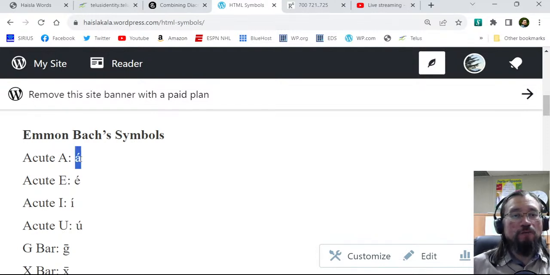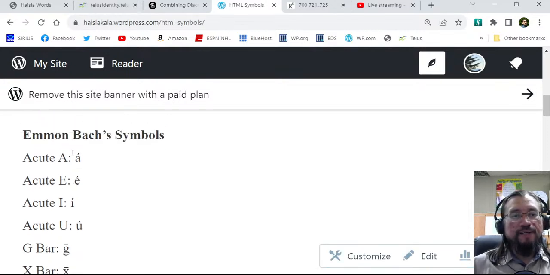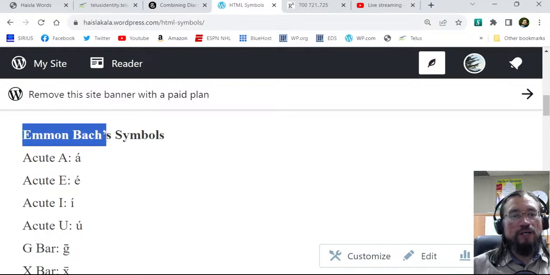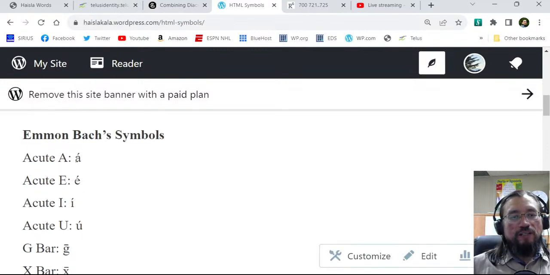Pay attention to which direction the dash is pointing to. It's pointing to the right. So that's what tells us it's an acute accent. If the accent mark is facing the opposite direction, if it's facing to the left, that's a different accent. So we specifically use the acute accent in the hybrid orthography, and Bach specifically used the acute accent in his second orthography. So something to keep in mind is that acute accent symbols only go over vowels.